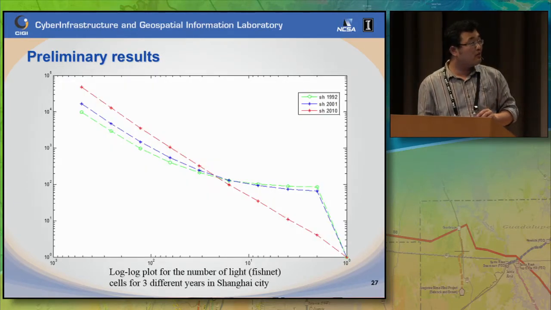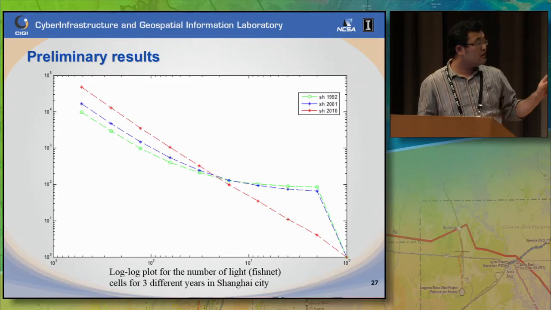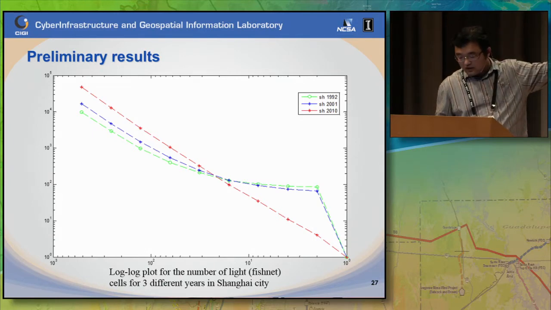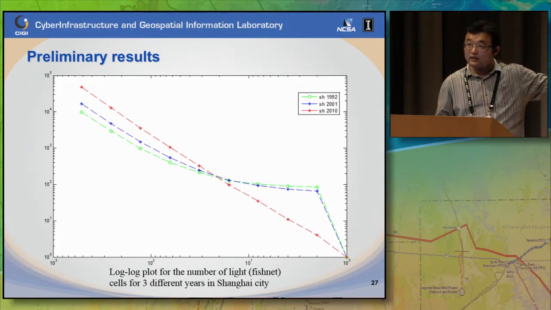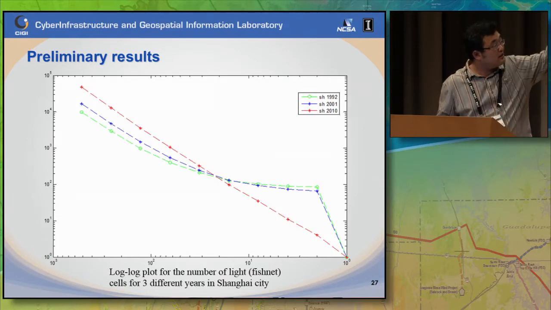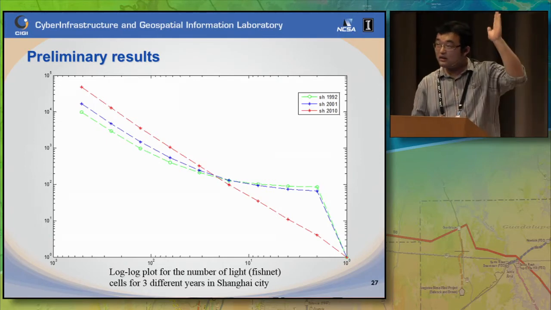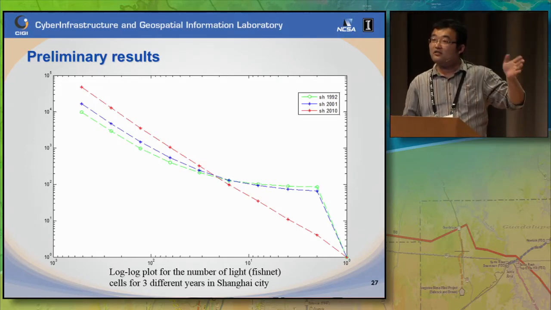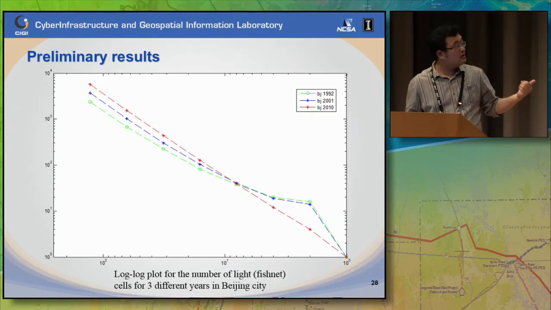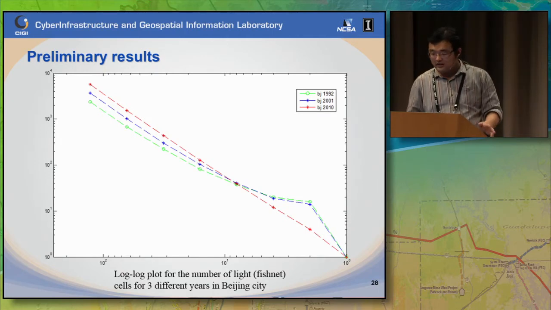And this is a preliminary result, showing the fishnet of Shanghai city. This is 1992 to 2009, a range of about 10 years to see the difference. In 2010, you see a very straight line. It seems the development of the city is really getting diverse: the bigger city, the bigger size getting even bigger, while smaller sizes maybe disappear. And this is another one, for Beijing.